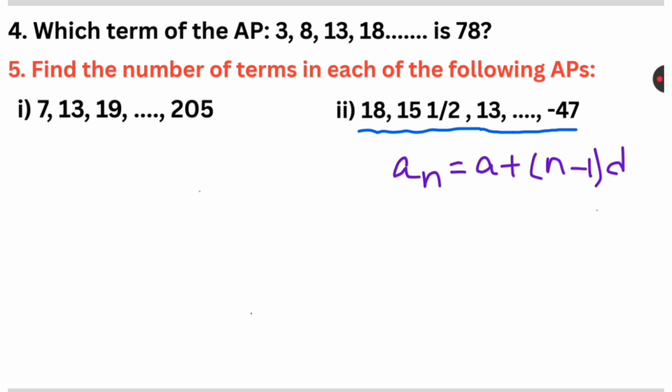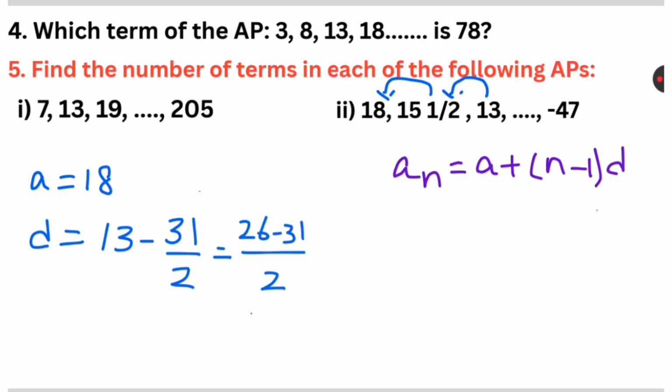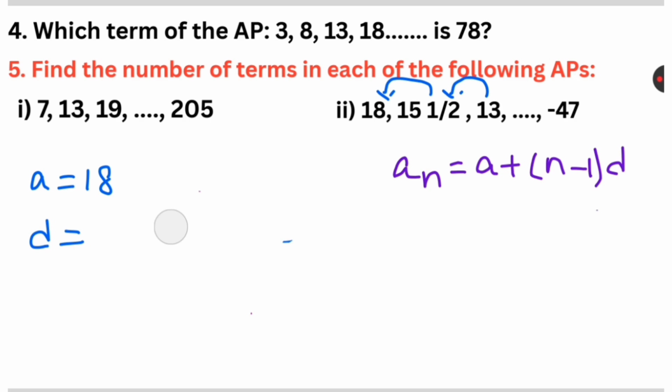So from here we can say that a is 18. The common difference is either a2 minus a1 or a3 minus a2. Anyone you can do. So let's do a3 minus a2, that is 13 minus 15 1 over 2. 15 1 over 2 is nothing but 31 by 2, the mixed fraction converted into a fraction. Now let's take the LCM. That is 26 minus 31, which gives minus 5 by 2. So the common difference is minus 5 by 2.